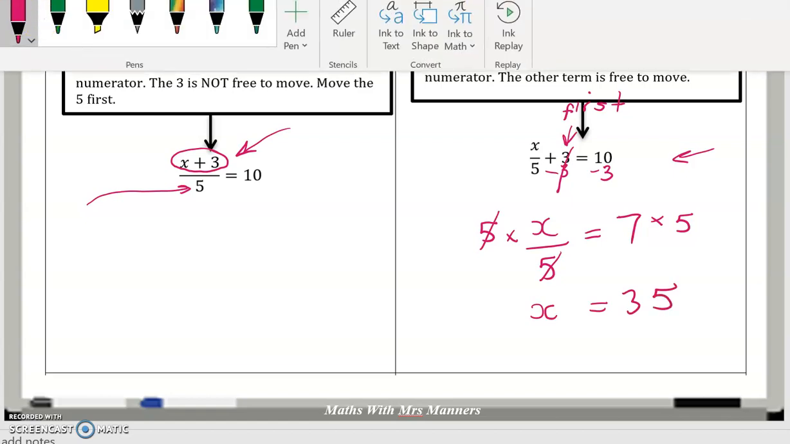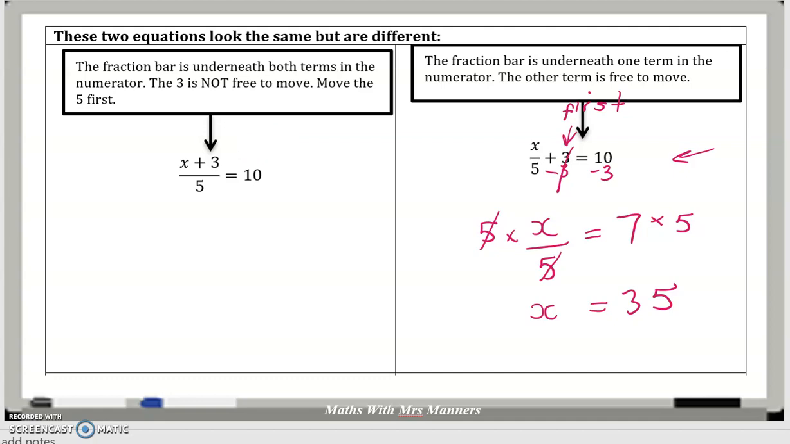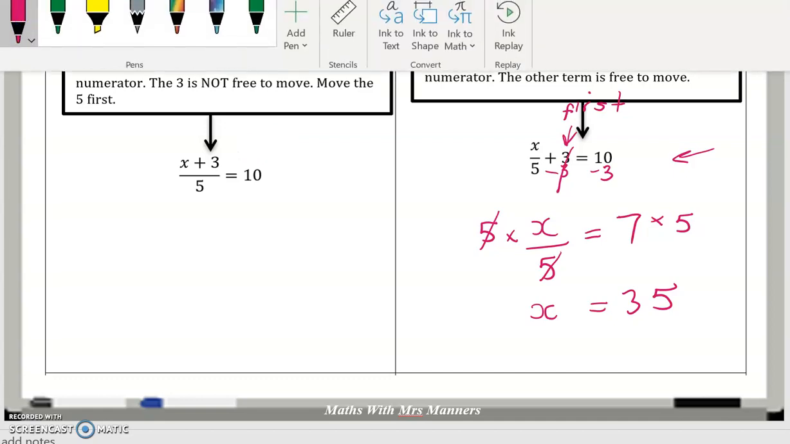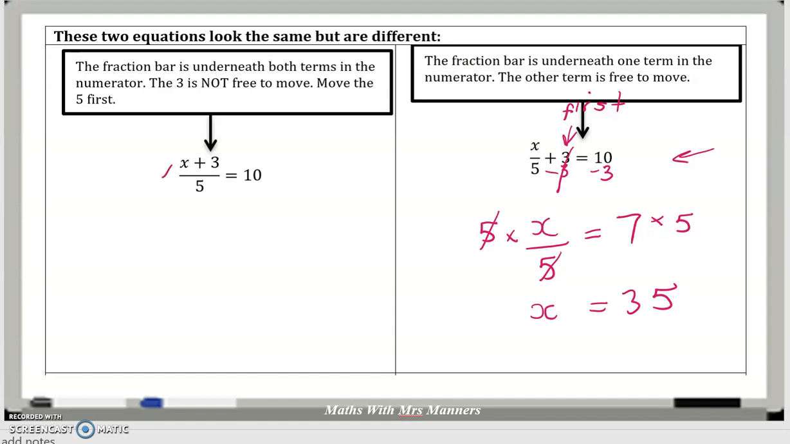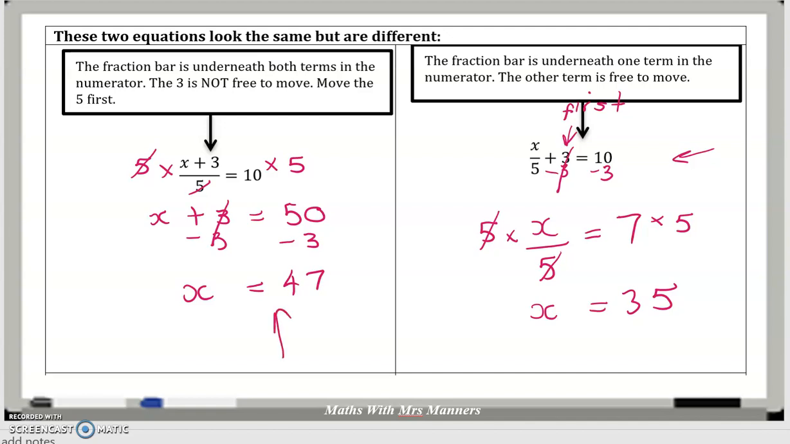In this equation over here, I cannot proceed the same way. I cannot subtract 3 because of this 5 that is in the way. So what I will do is I will use an inverse operation for divide by 5, and that is multiply by 5. So I'm going to multiply both sides by 5, and then that 5 in the numerator will cancel with the 5 in the denominator, and I will have x plus 3 equals 50, and then I can apply inverse operations with the plus 3 by subtracting 3, and this will give me 0, so I'm left with x equals 47. So because the equations aren't the same, I don't get the same solution.